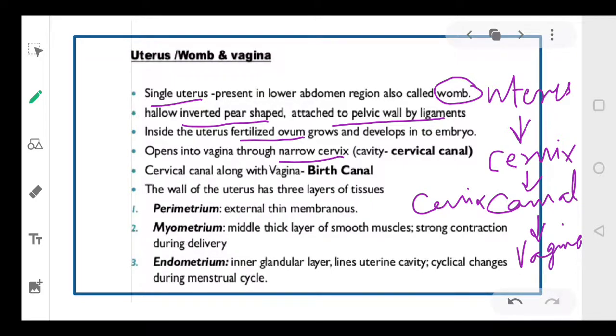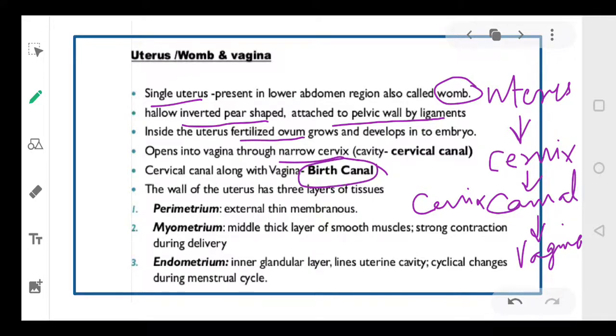In the uterus the child will grow for approximately 9 months, and this period is called the gestation period in human beings. What is the time period, dear students? It is 9 months, right? And the cervical canal plus the vaginal canal will form the birth canal through which the child will be born.